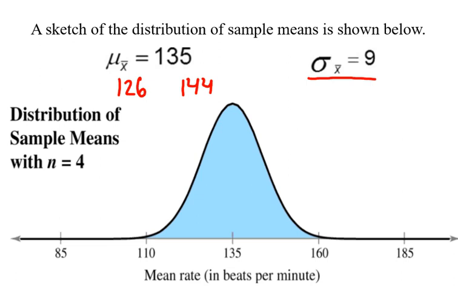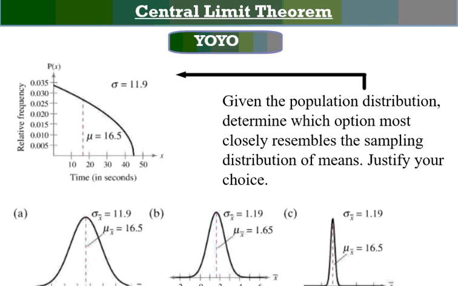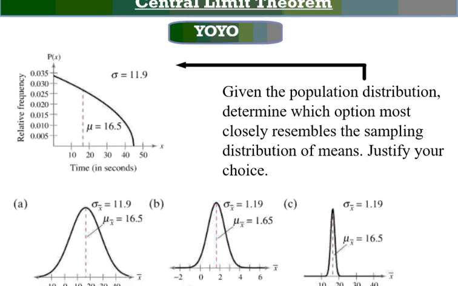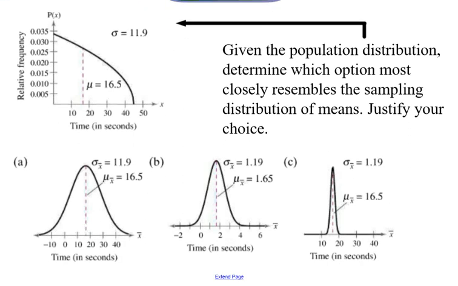And the empirical rule. Going to give you a chance to try. So given the following population distribution, determine which option most closely resembles the sampling distributions of the means. Justify your choice. So you need to see up above this distribution, certainly not normal, doesn't need to be because we're assuming they take a large sample size.